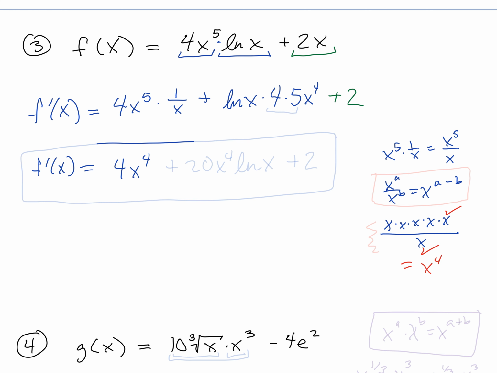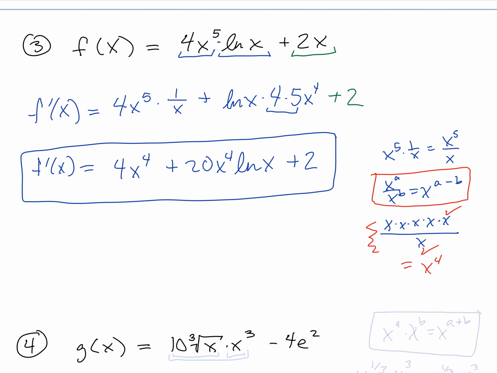So, we don't necessarily want to have to do this every time. We should, in general, know that rule about exponents, that x to the a divided by x to the b is equal to x to the a minus b. So 4x to the fifth times 1 over x is equal to 4x to the fourth power. And so this is plus, now we've got 4 times 5, that's 20, x to the fourth times natural log of x, plus 2. And so that is our final solution.